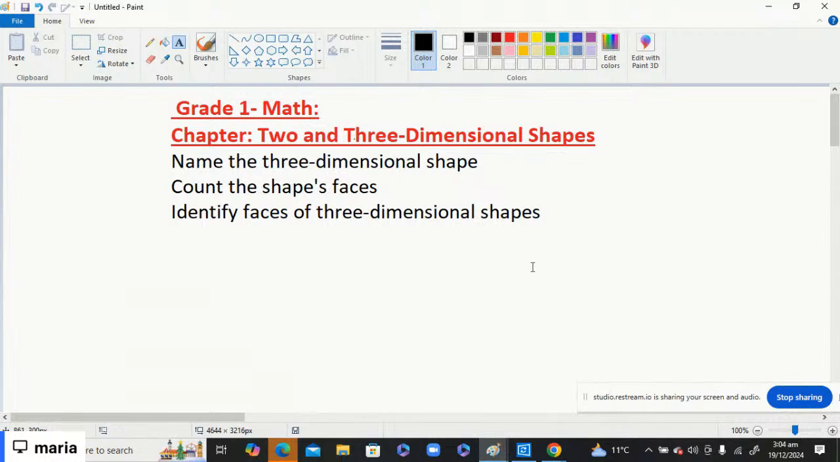So today we are here for grade 1 maths. The chapter we discuss today is 2 and 3 dimensional shapes. Here is the list of lessons: name the 3-dimensional shape, count the shape's faces, identify the faces of 3-dimensional shapes.